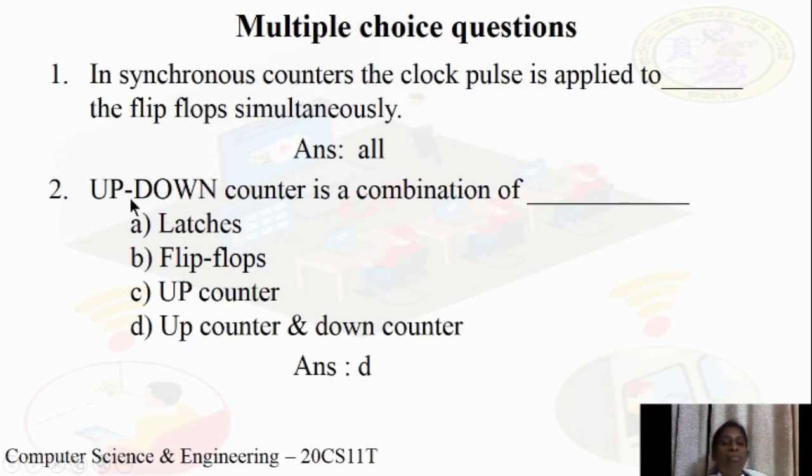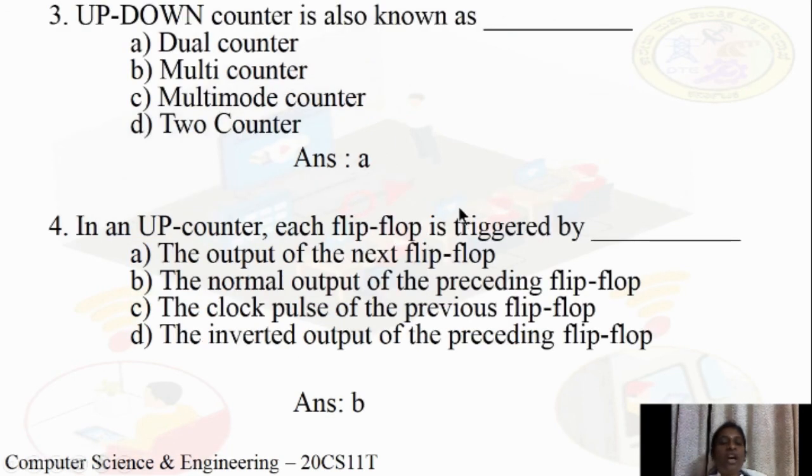Next, in the second question: an up-down counter is a combination of dash. Is it latches, flip-flops, an up counter, or an up counter and a down counter? As we all know, the up-down counter is a combination of both modes, the up mode as well as the down mode. It should count in the upward direction or the downward direction. So we call it an up-down counter. So the answer is D, up counter and down counter.